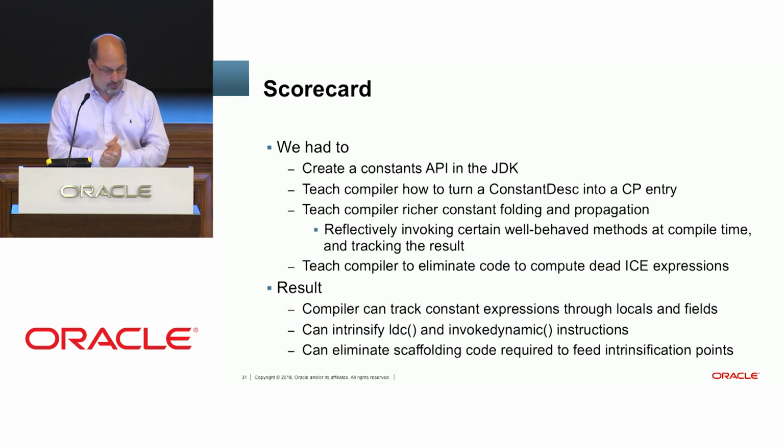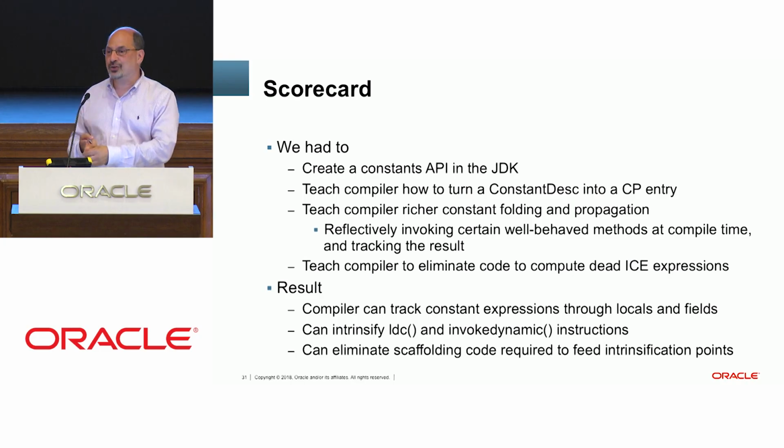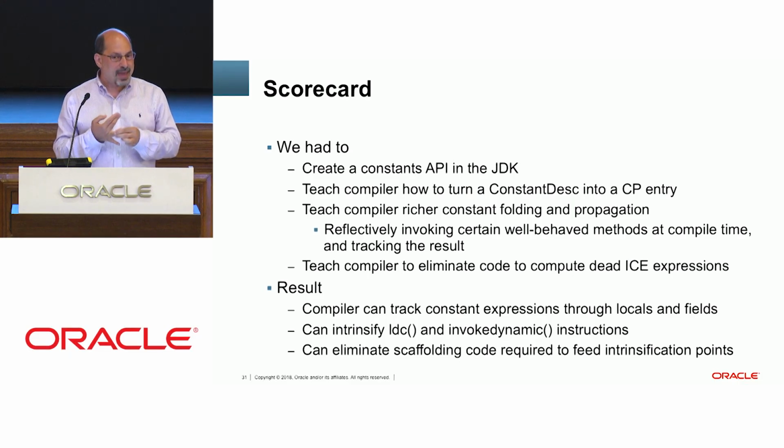Let's take stock of what we've done so far. We created a constants API in the JDK, which is generally useful. We taught the compiler how to turn a constant descriptor into a constant pool entry. That seemed pretty useful. In order to make intrinsification work, we had to teach the compiler about constant folding and constant propagation, which are general optimizations that must be useful for something else. And we taught the compiler about some dead code elimination, which also seems pretty useful. So hopefully we're not done here. And so far we're able to track these constants through locals and through fields and intrinsify invoke dynamic and load constant, and then eliminate all the scaffolding from the generated code. So we're doing pretty well, but I'm greedy and I want more.